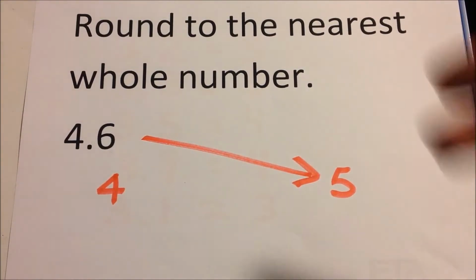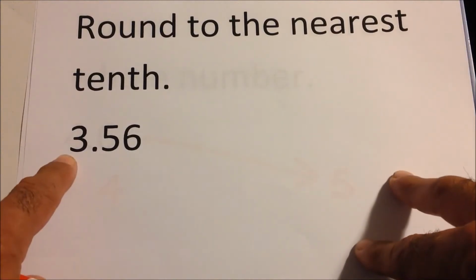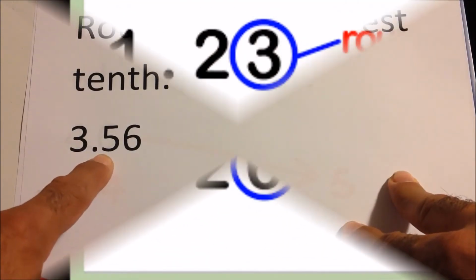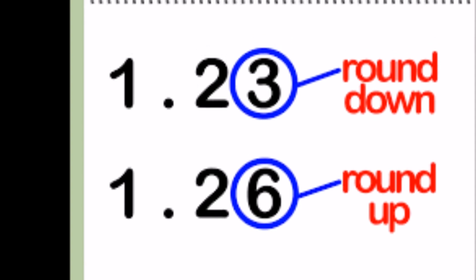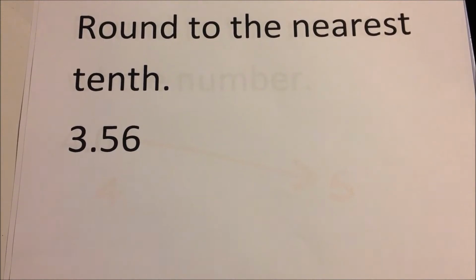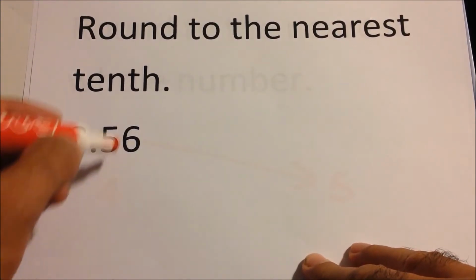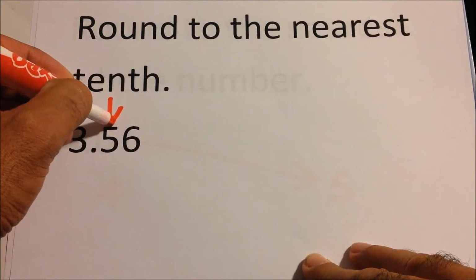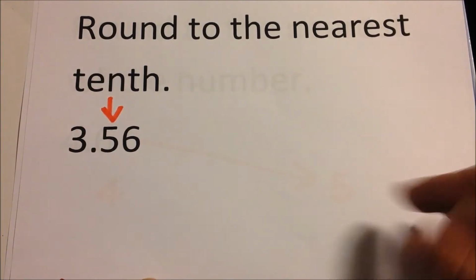Now let's do one to the nearest tenth. So now you don't care about the whole number. You just care about what's in the 10th place. Okay, here's one to the nearest 10th. So what you do is, we want to find out, what are we rounding to first? Before we were rounding to the whole number. Now we're rounding to the 10th. So find the 10th place. We know it's 0.5.